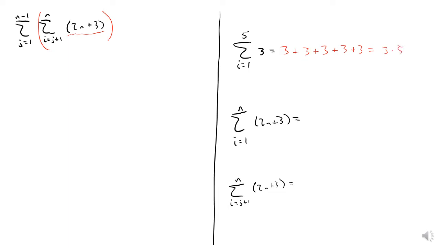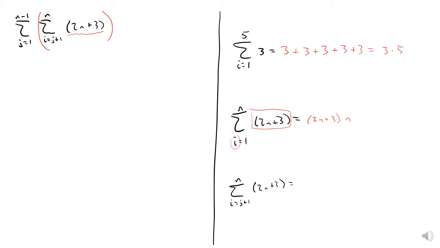All right, now we can generalize this a little bit more. Here, instead of being a 3, this is 2n plus 3, but again, as far as our index i is concerned, this is just a constant. So same thing here, if I'm going to add this up n times, I would be doing 2n plus 3 plus 2n plus 3 plus 2n plus 3, n times. So I would end up with 2n plus 3 times n.